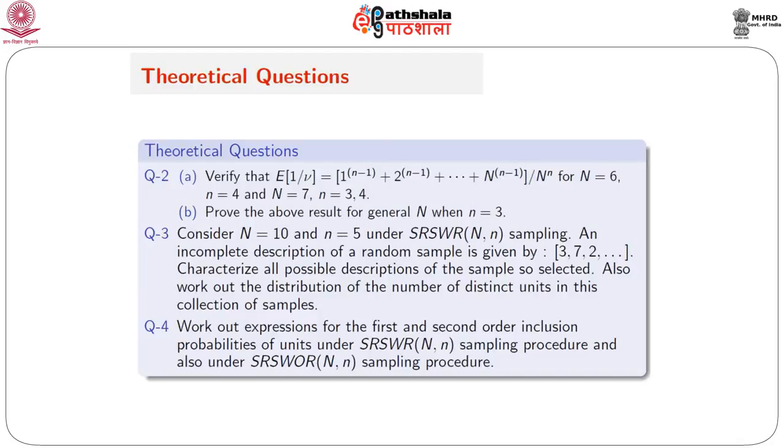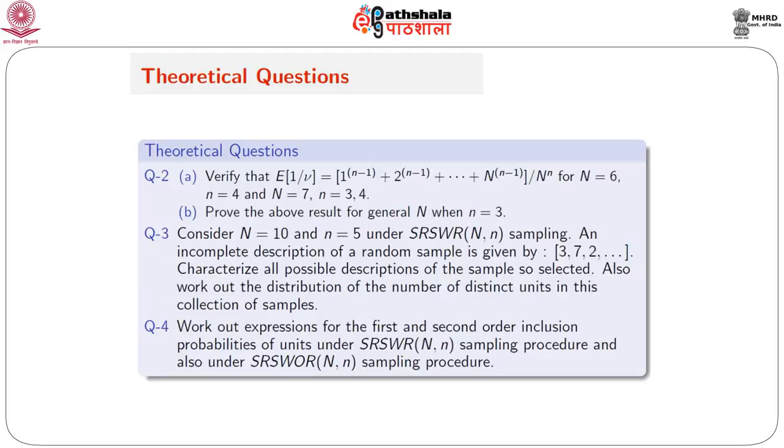Question 3. Consider capital N equals 10 and small n equals 5 under simple random sampling with replacement, capital N, small n. An incomplete description of the random sample is given by 3, 7, 2, and so on. Characterize all possible descriptions of the sample so selected. Also, work out the distribution of the number of distinct units in this collection of samples. Very good. So the sample size is 5. So we are making 5 attempts to pick up one item at random out of capital N, and it is with replacement, so there is a possibility of repeat.